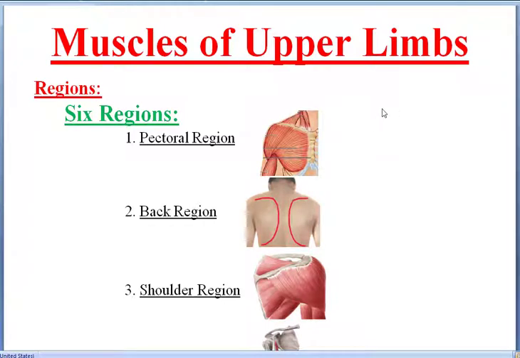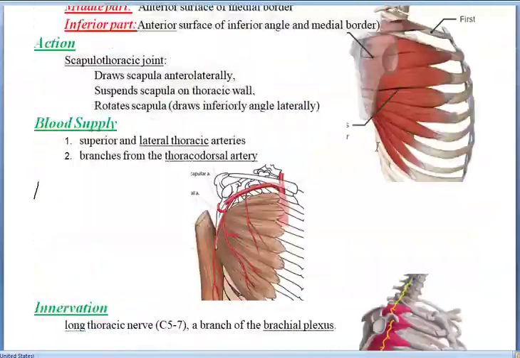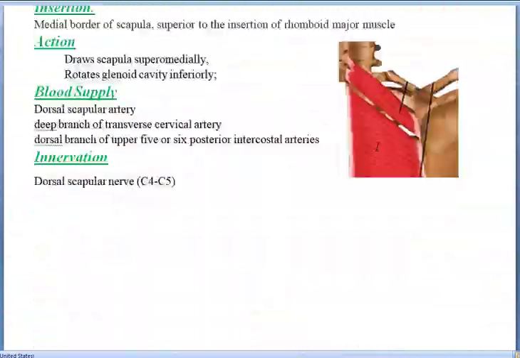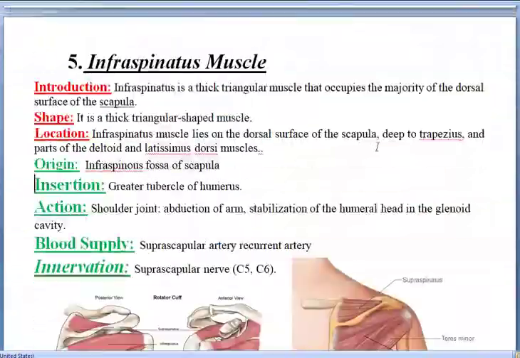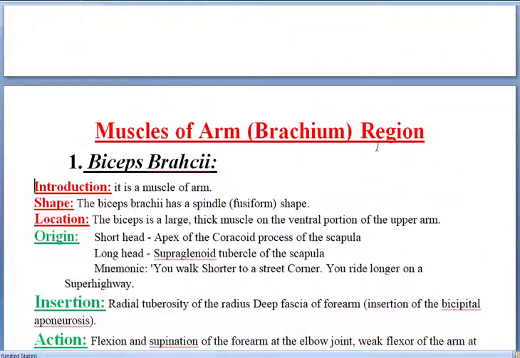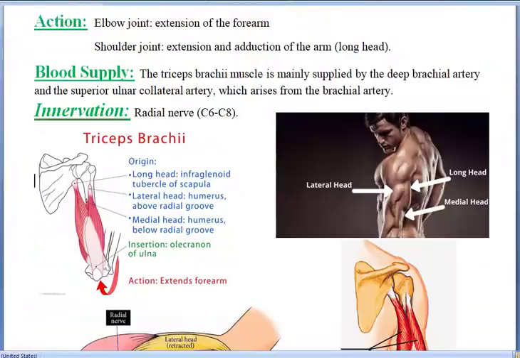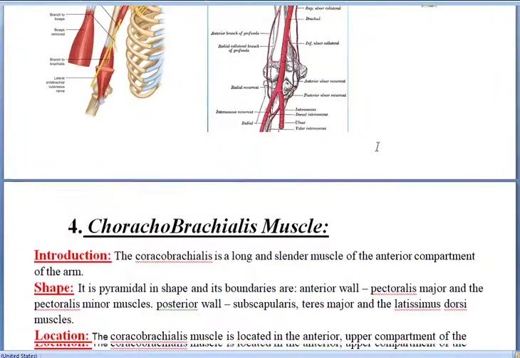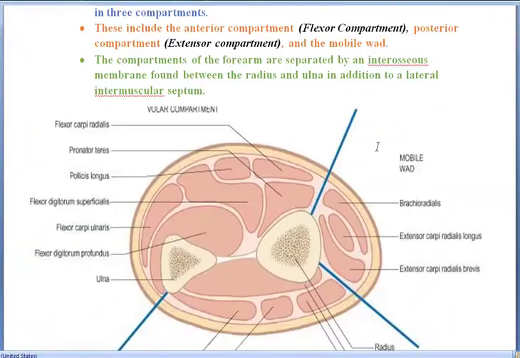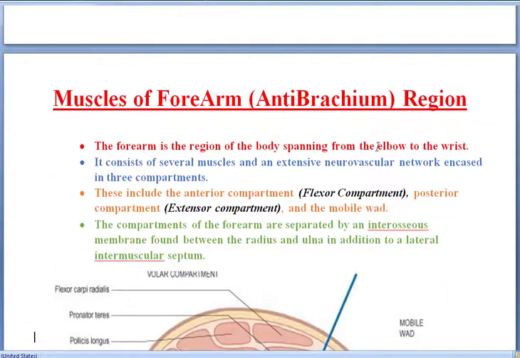We are discussing the muscular system, and in that series of lectures we have started the muscles of the upper limb. In our previous lectures, we discussed the muscles of the pectoral region, muscles of the back, muscles of the shoulder, and muscles of the arm region. Now we are going to discuss the muscles of the forearm.